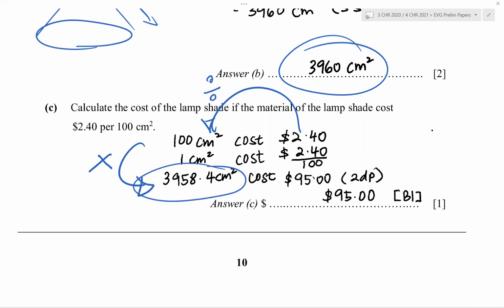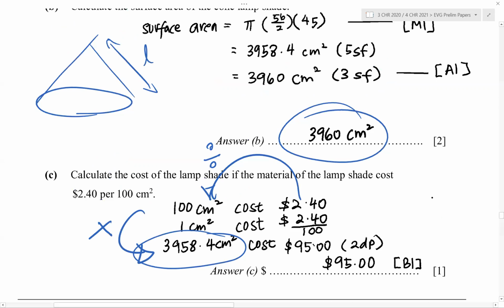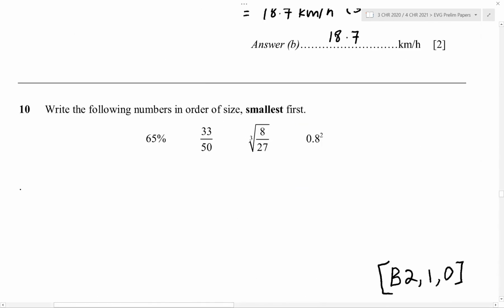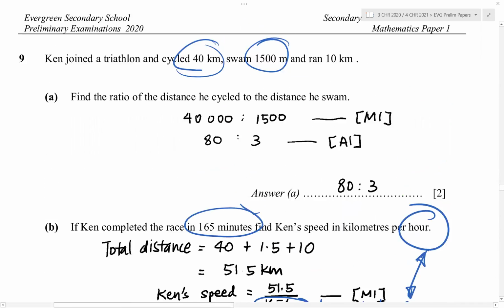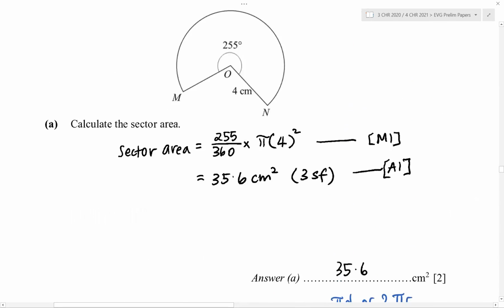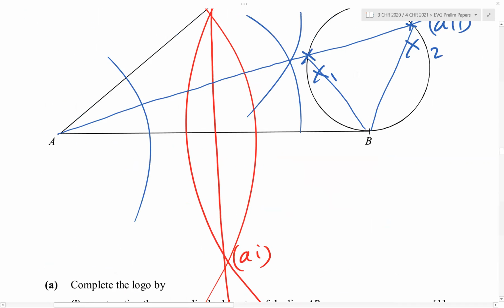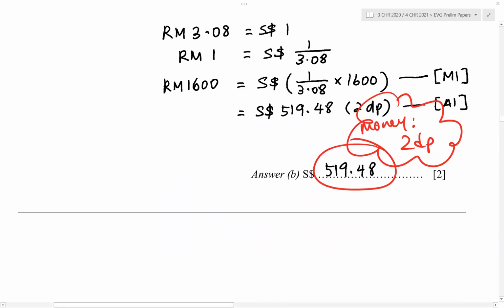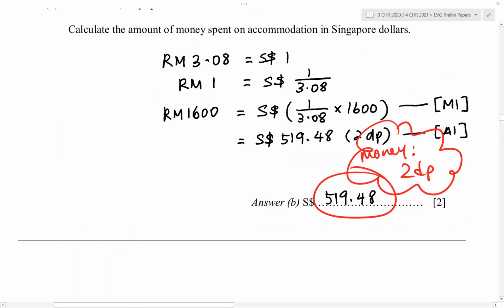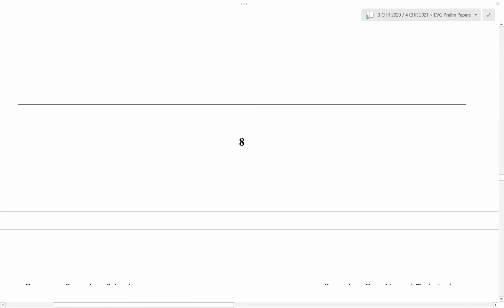Very expensive, this lampshade. Cannot 2 dp. Money 2 dp. I said it just now, right? Okay, lagging. Have not. Money 2 dp.